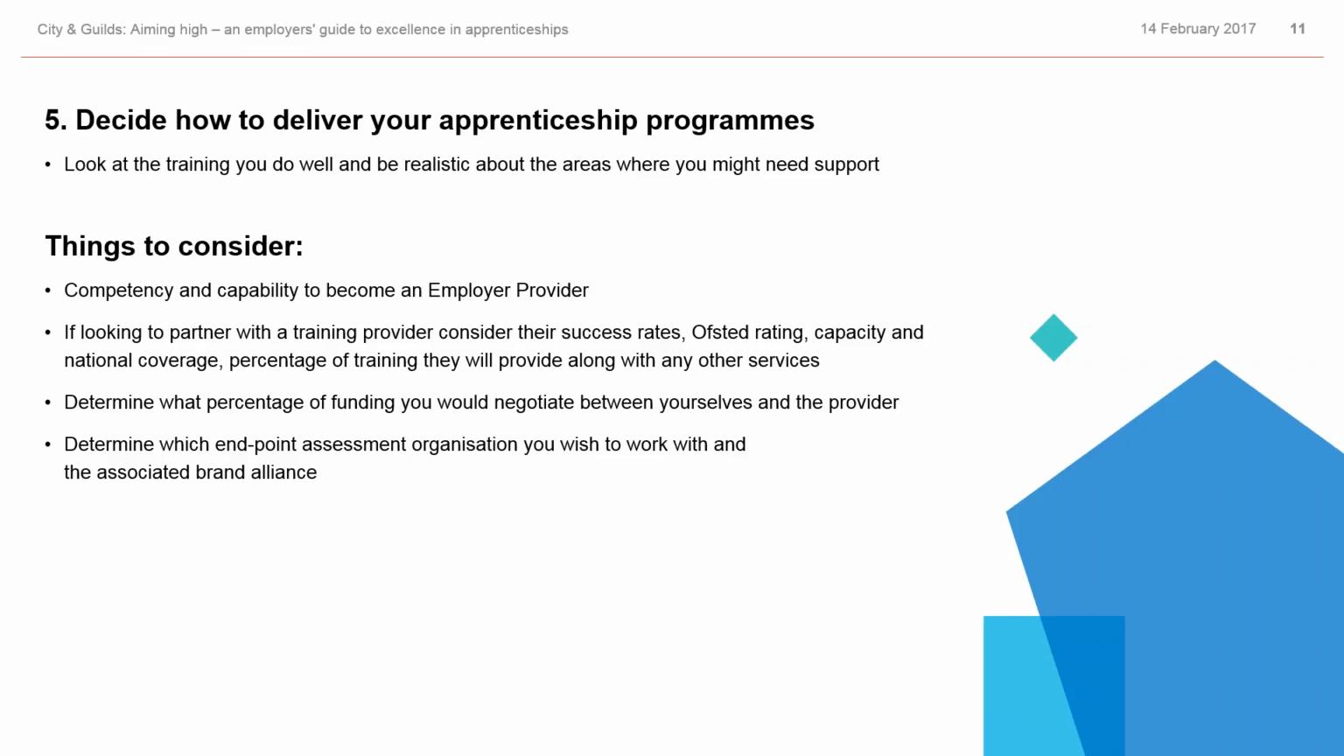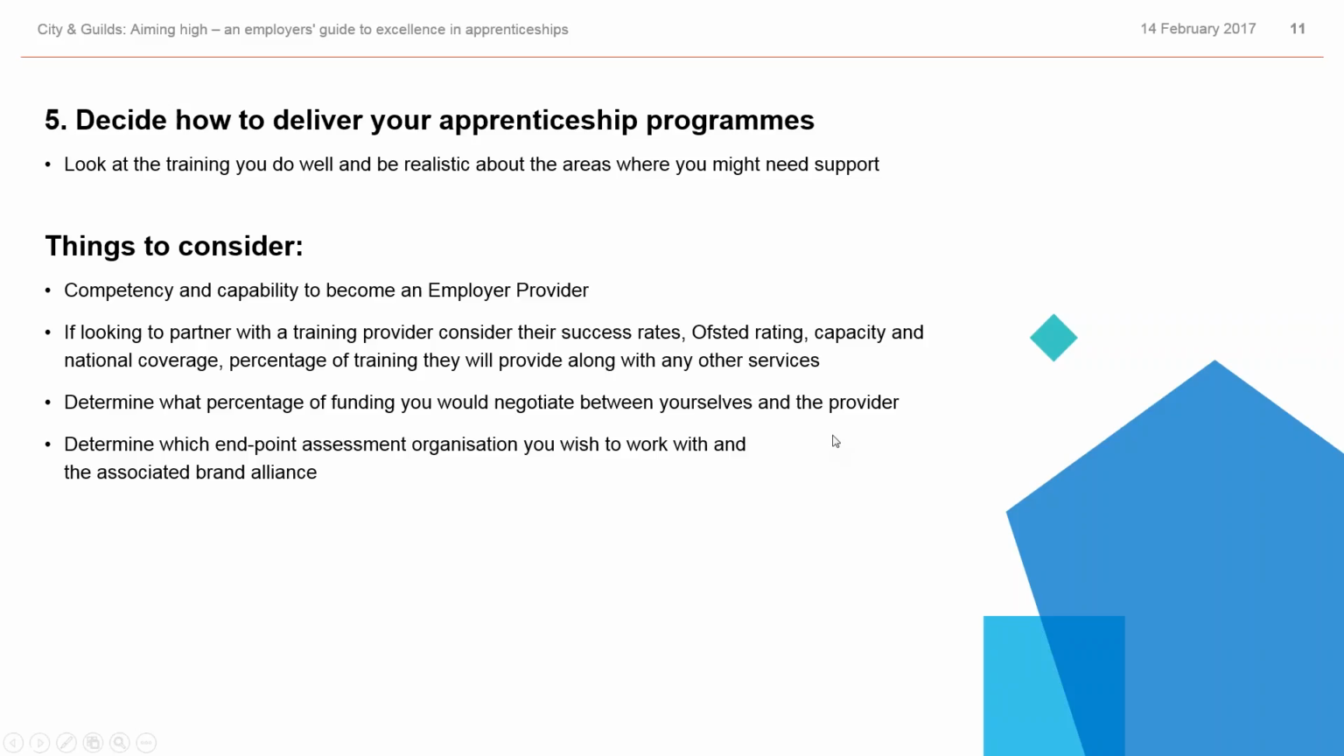And at the end of the day, not only is it a successful learner, it actually fits in with what the business needs. If you do want to become a provider, as we said, you do need to register yourselves on the register of apprenticeship providers, so it is worth looking at that. And if you're looking at training providers and you're working with one currently, it's worth looking at their Ofsted rating, success rate, what their capacity is, and national coverage. So if you're a national employer and you need that training to be national, can the training provider you're looking at provide the service that you need?